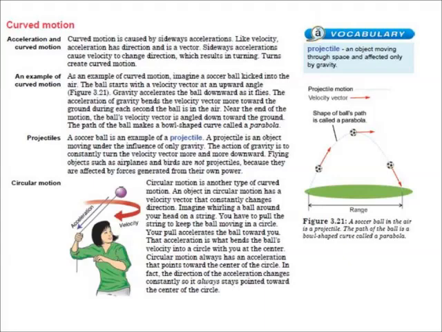Your pull accelerates the ball toward you. That acceleration is what bends the ball's velocity into a circle with you at the center. Circular motion always has an acceleration that points toward the center of the circle. In fact, the direction of the acceleration changes constantly, so it always stays pointed toward the center of the circle.